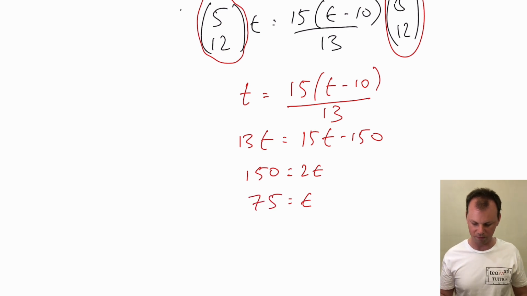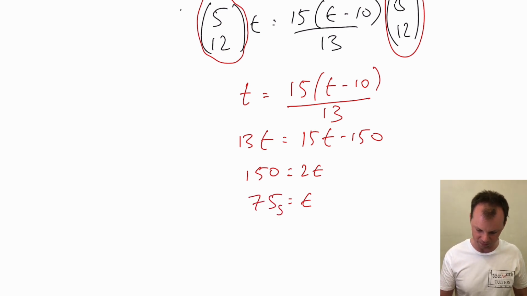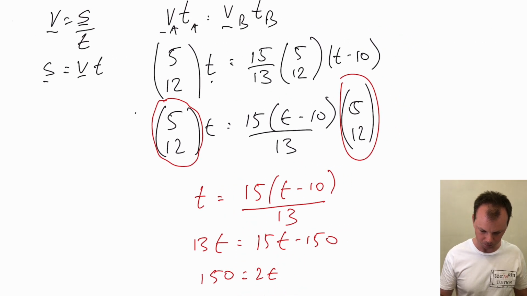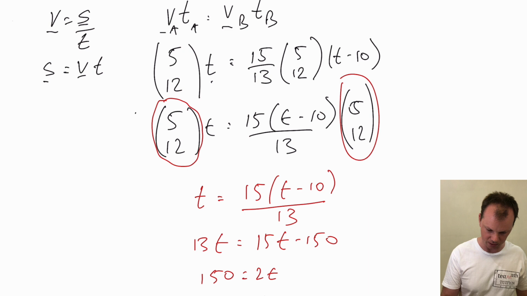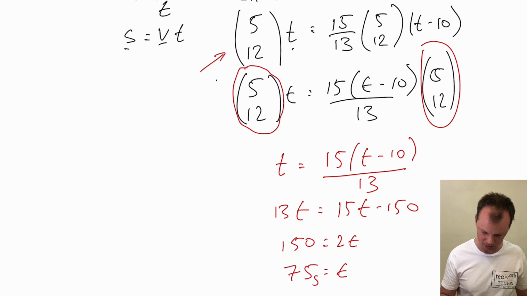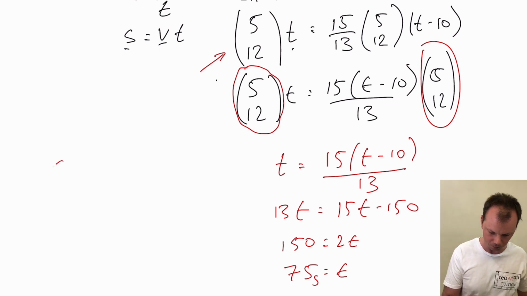So we get our value for t is 75 seconds. We can work out our displacement. So our displacement is just 5/12 times t, and that's where they'll meet. I could work out SA or SB, it doesn't matter, they're both the same at that point.